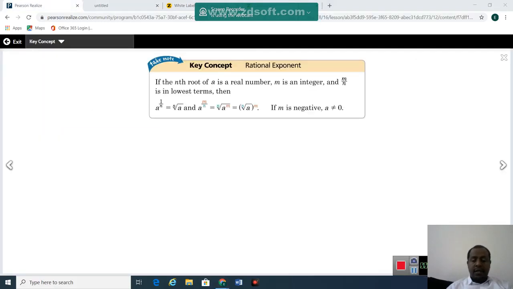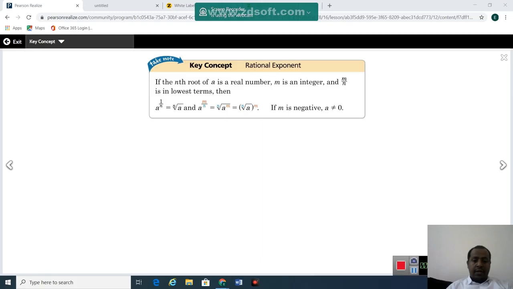I like to begin the lesson with a key concept of rational exponent. If the nth root of a is a real number, m is an integer, and m over n is in lowest terms, this is very important. Therefore, a to the power of 1 over n is the same as the nth root of a, and a to the power of m over n is the same as the nth root of a to the power of m, or the nth root of a, the whole to the power m. This is a very important concept.